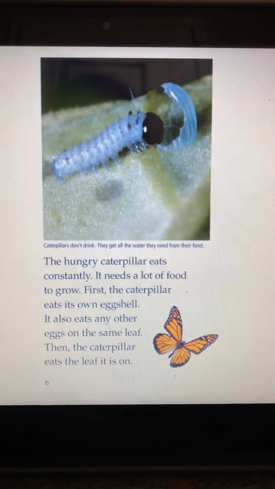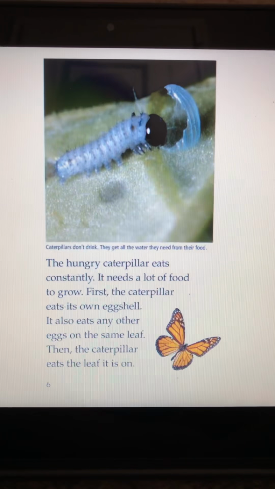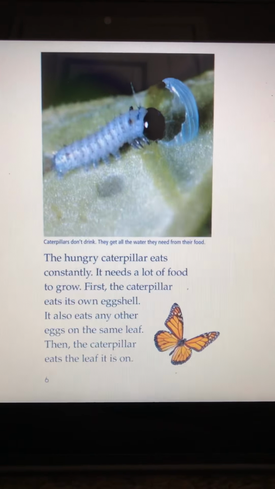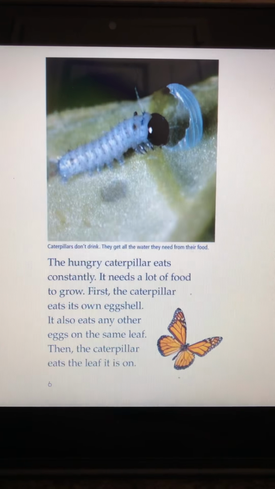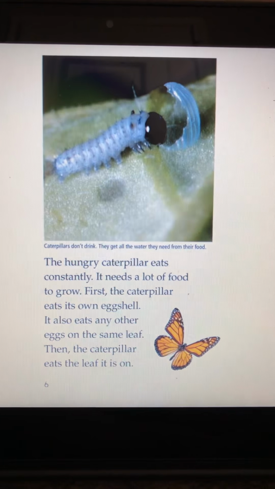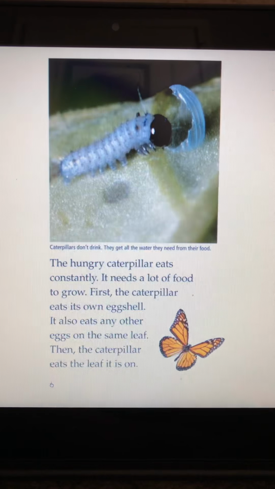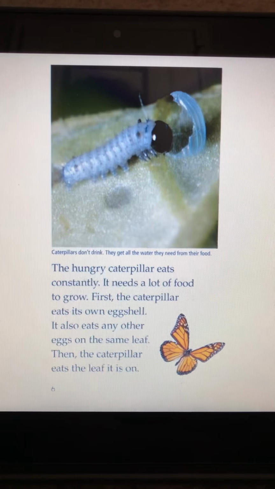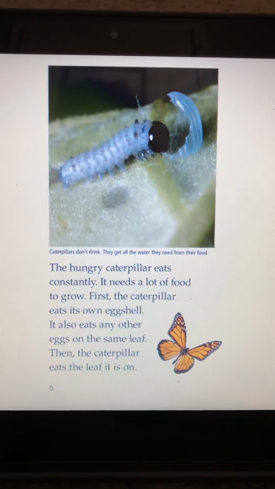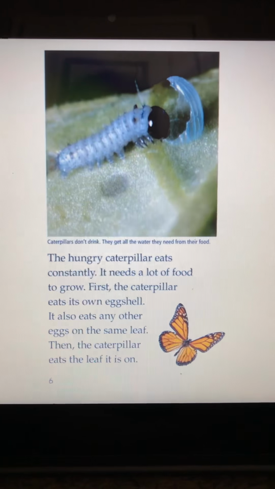A hungry caterpillar eats constantly. It needs a lot of food to grow. First, the caterpillar eats its own eggshell. It also eats any other eggs on the same leaf. Then the caterpillar eats the leaf it is on. So here we have a caterpillar. Caterpillars don't drink. They get all the water they need from their food.